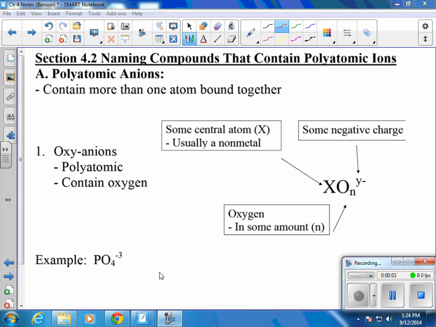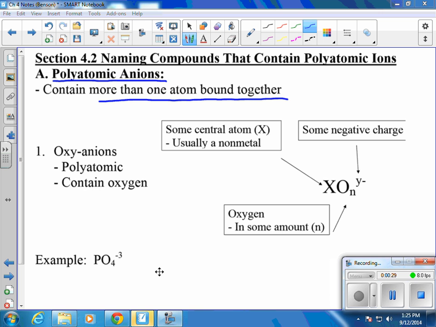Okay, we're on our third podcast here for naming, and hopefully you're getting the hang of naming the simple compounds that have just two elements in them. And now we're going to approach what's called a polyatomic anion. So polyatomic anion. Hopefully you're thinking about an anion as the negative half. And what does polyatomic mean? Polyatomic means that it contains more than one atom bound together.